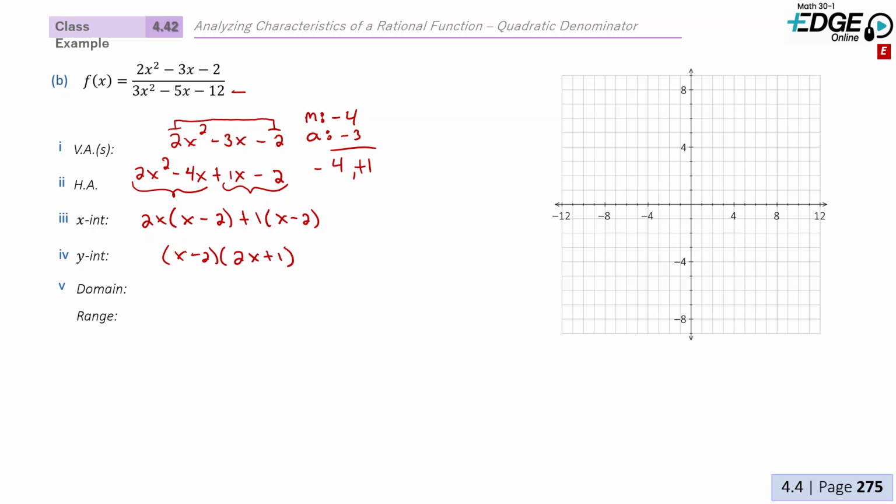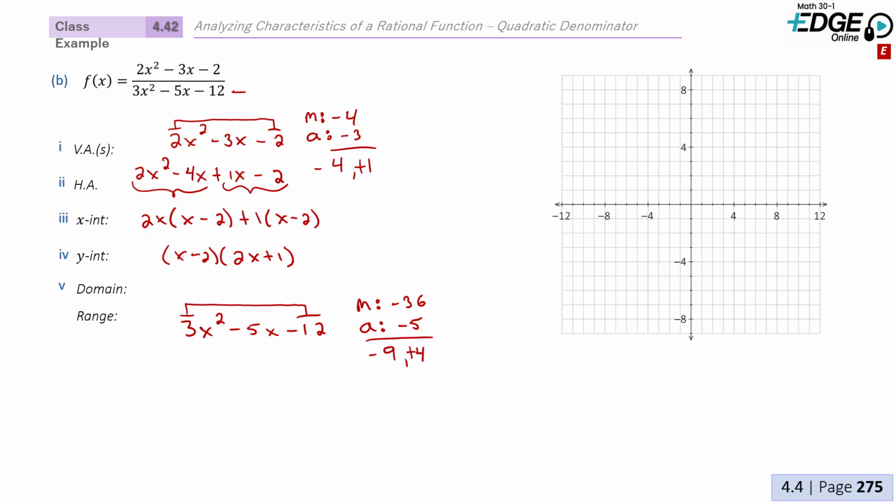So now we'll take a look at the denominator. So that one, we'll just write again. So 3x squared minus 5x minus 12. So I'm looking for numbers that multiply to negative 36 and add to negative 5. So it looks like we want to use 9 and 4. And then this would need to be negative 9 and positive 4.